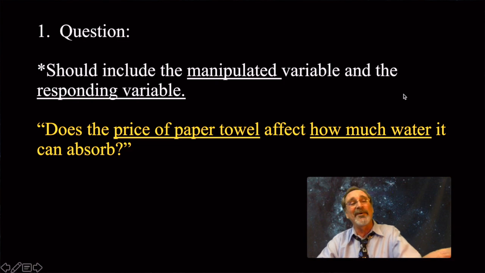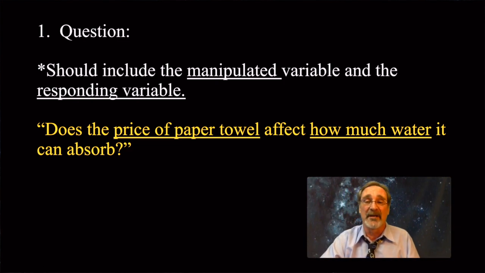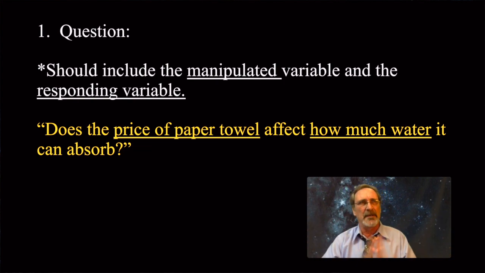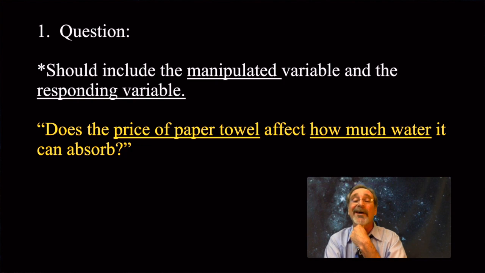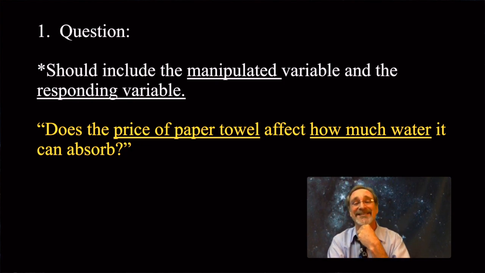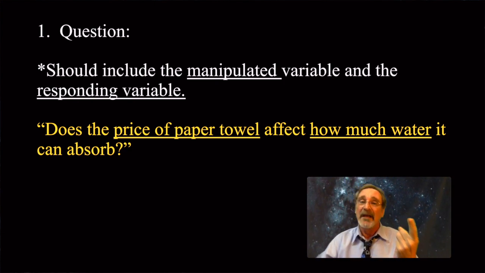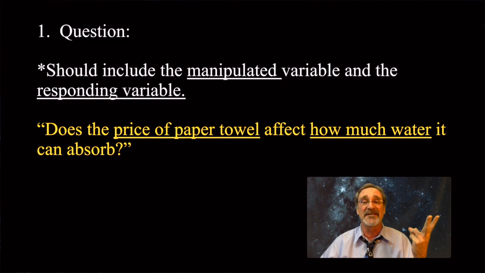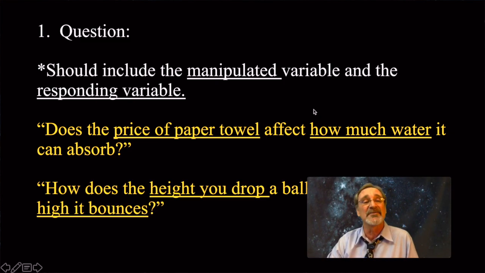For example, you might say, does the price of paper towel affect how much water it can absorb? Your hypothesis might be, I think the more expensive paper towels will absorb more water. How do you test that hypothesis? You come up with an experiment where the manipulated variable is the price of the paper towel, and how much water it absorbs is the data. So that's your question: does the price of the paper towel affect how much water it absorbs?